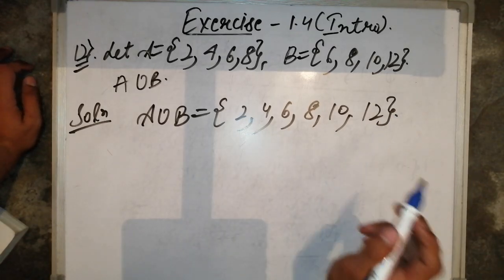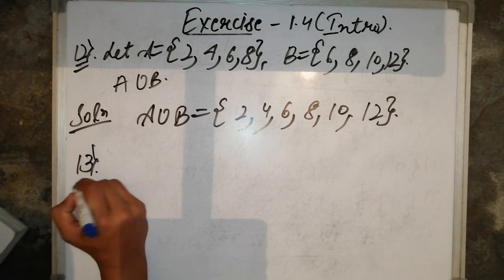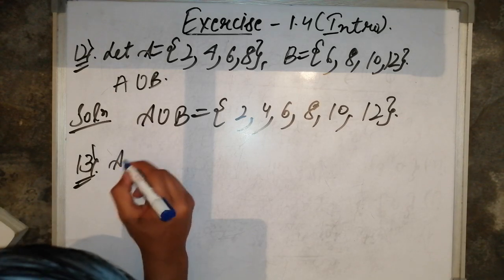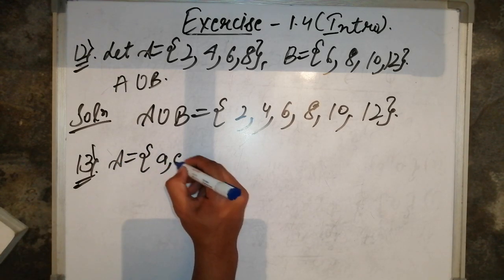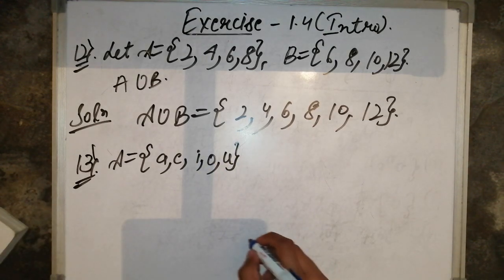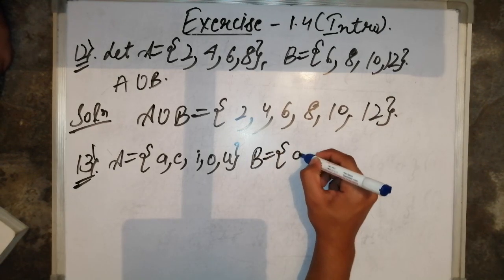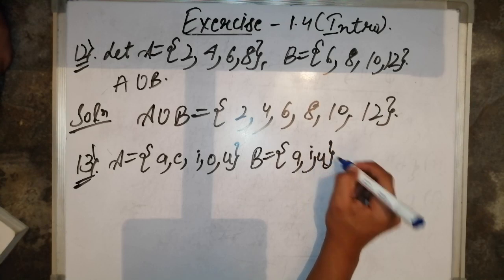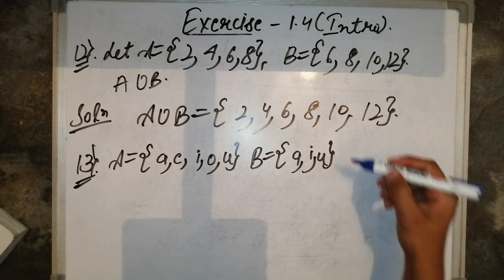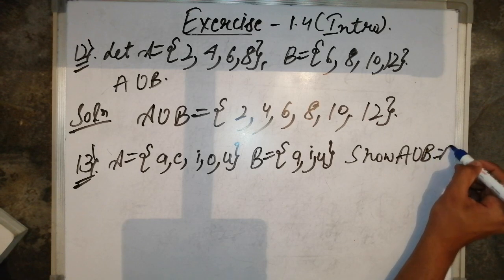Students, note that do not repeat an element twice. Let's talk about the 13th example. Let A is equal to A, E, I, O, U, and B set is A, I, U, and show that A union B is equal to A.